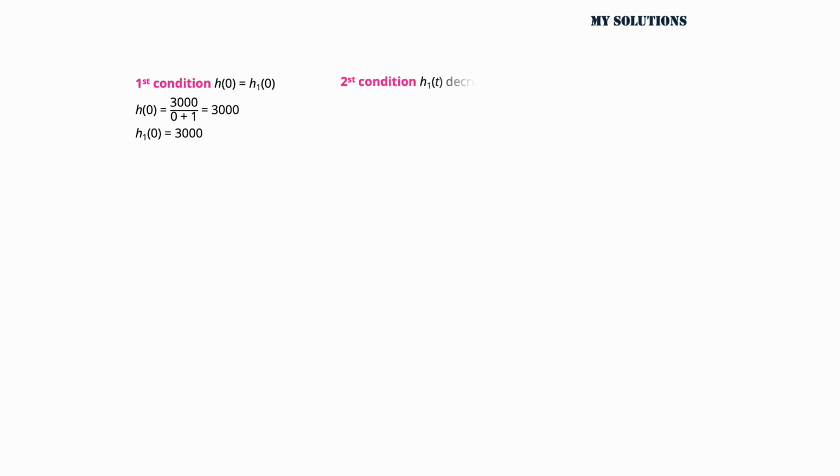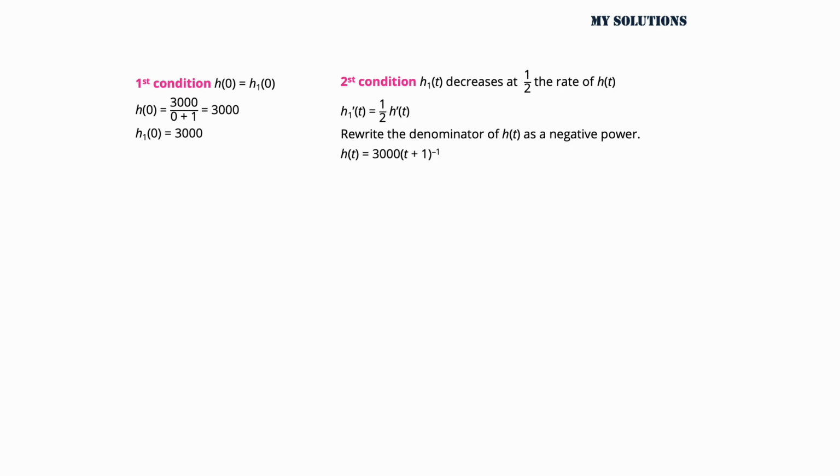Let's look at the second condition that says h1 of t decreases at half the rate of h of t, which means that h1 dash of t equals a half h dash of t. We are going to rewrite the denominator of h of t as a negative power, so we can differentiate this function. Now we have h dash of t, which means that we have h1 dash of t, which is negative 1500 bracket t plus 1 all to the power of negative 2.